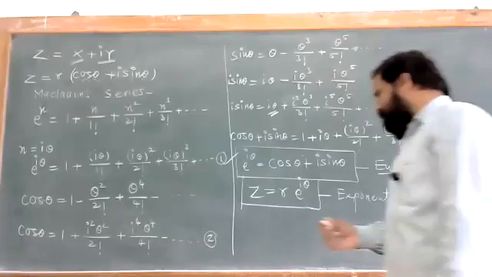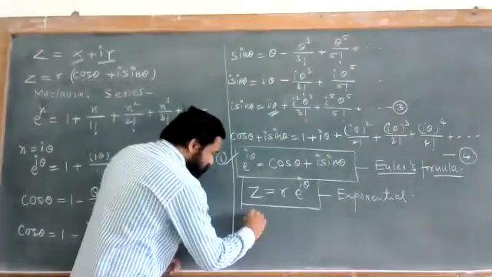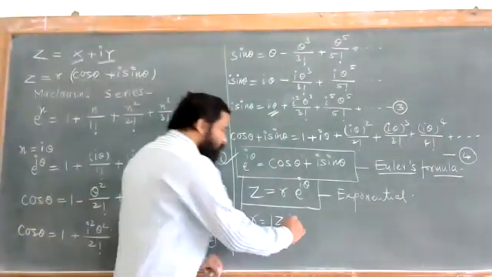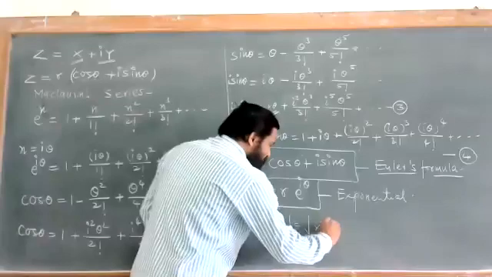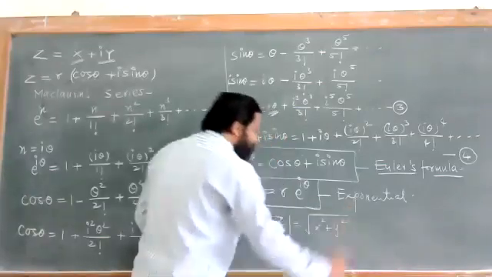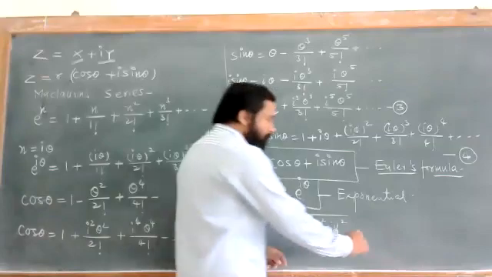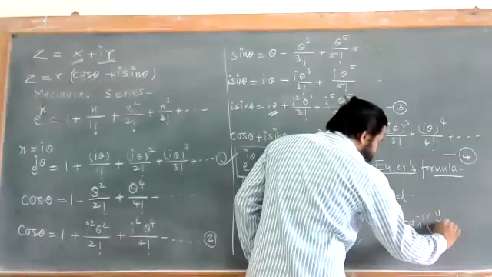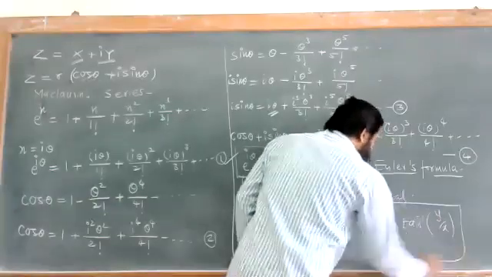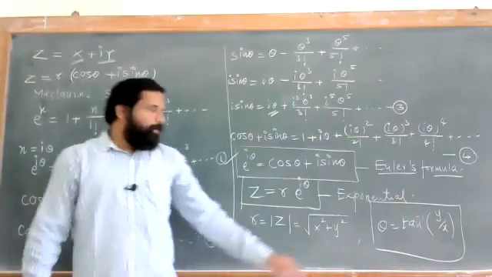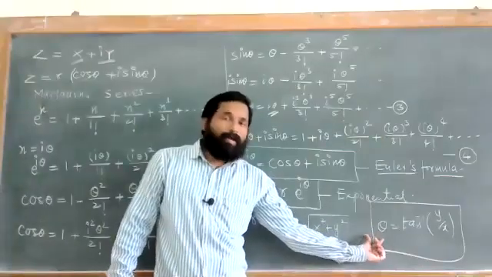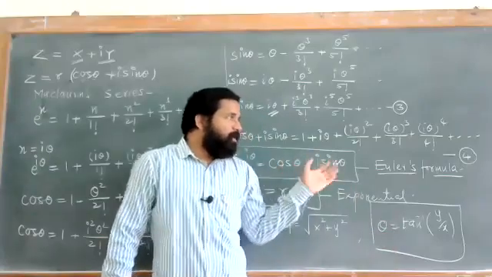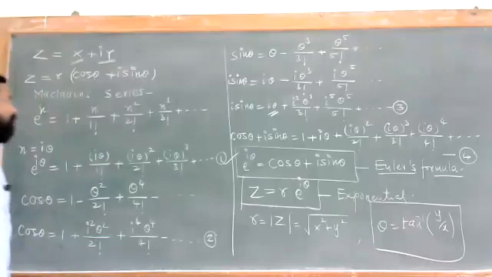Just revise these conditions. That is, the value of r is nothing but modulus of z, and the value of that is nothing but square root of x square plus y square. And the second thing, the value of theta is nothing but tan inverse y by x. What is this theta? Theta is nothing but the phase angle, or that is called the argument of the complex number z. So in this way, these are the three forms. We just remember these conditions.